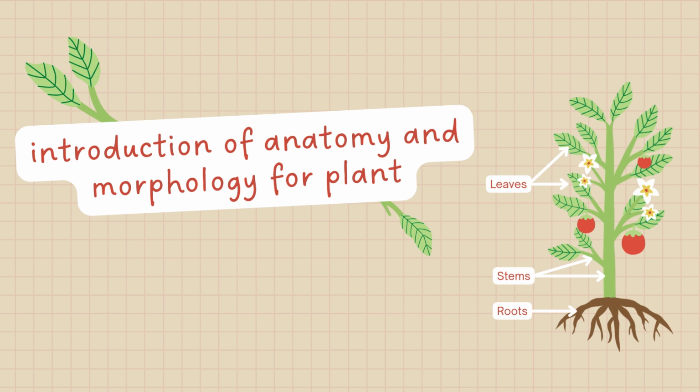Plant morphology, on the other hand, focuses on the external parts of the plant, such as root, stem, leaf, flower, and fruits. It explains their form, arrangement, and how they adapt to the environment. Together, anatomy and morphology give us a complete picture of how plants grow, function, and survive.